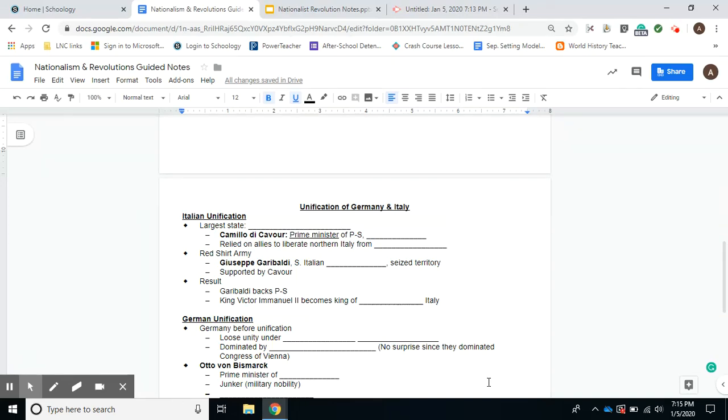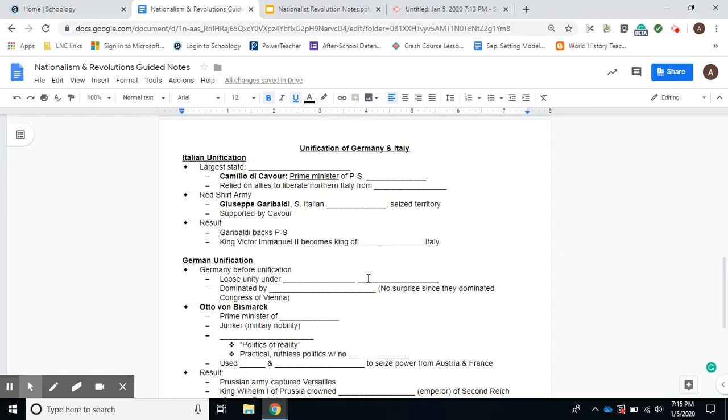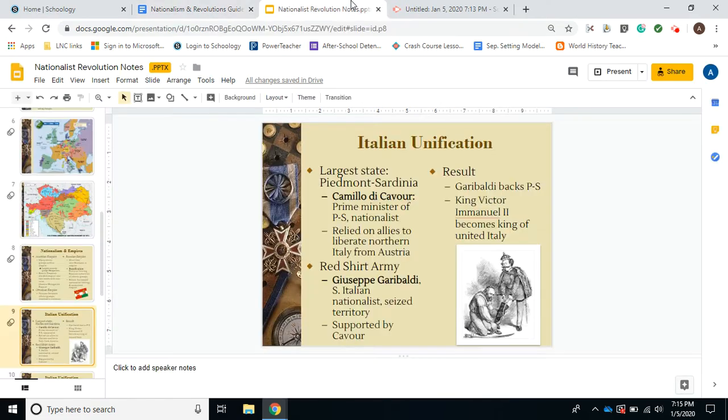All right, so we're picking up with the second part of nationalism. We are going to look at the unification of Germany and Italy. So we're picking up here on the PowerPoint.